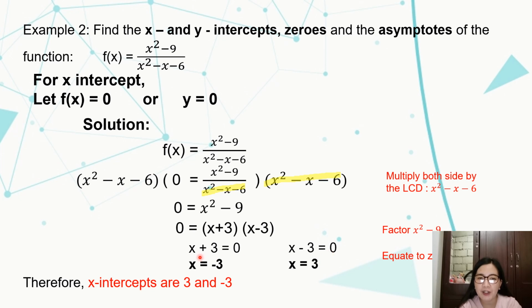So, solving for x, i-transpose lang natin tong positive 3 sa kabila. So, magiging negative 3. So, our x is x equals negative 3. Dito naman, yung negative 3 ay i-transpose natin sa kabila, kaya naging positive 3. So, x now equals positive 3. Therefore, our x-intercepts are positive 3 and negative 3.